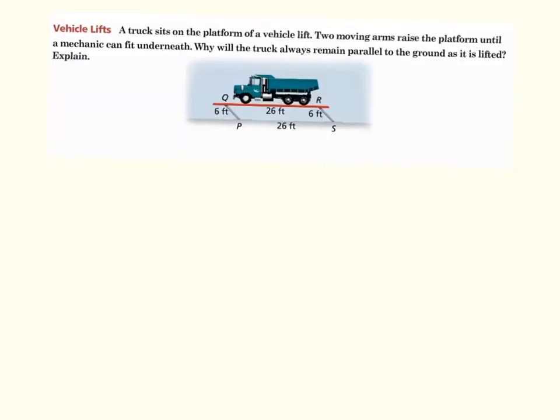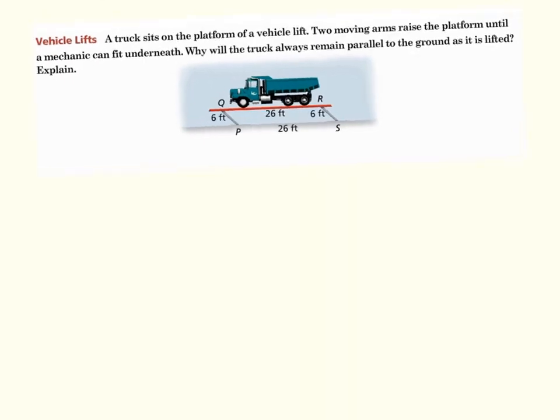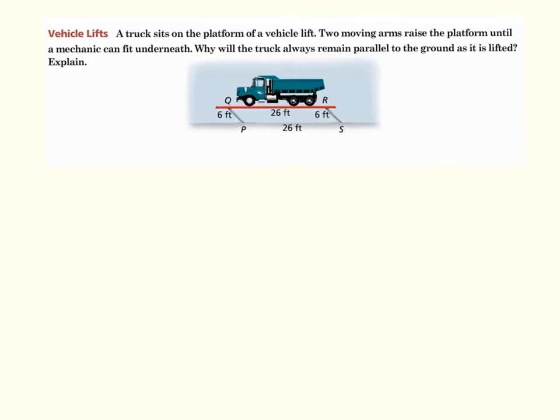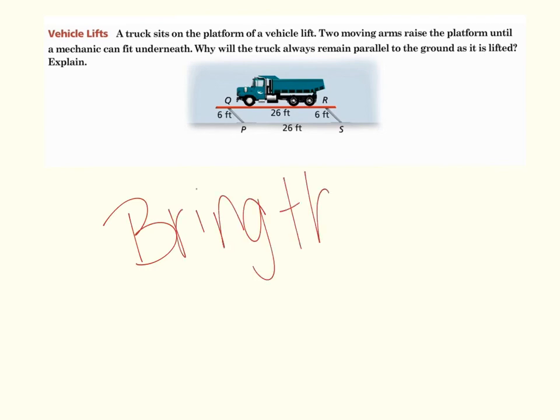Okay, last example. This one says a truck sits on the platform of a vehicle lift. Two moving arms raise the platform until a mechanic can fit underneath. Why will the truck always remain parallel to the ground as it is lifted? Explain. Take a second to think about what a parallelogram is and the information that you're given, and come up with an answer and bring this one to class. We'll have a quick discussion at the beginning of class.